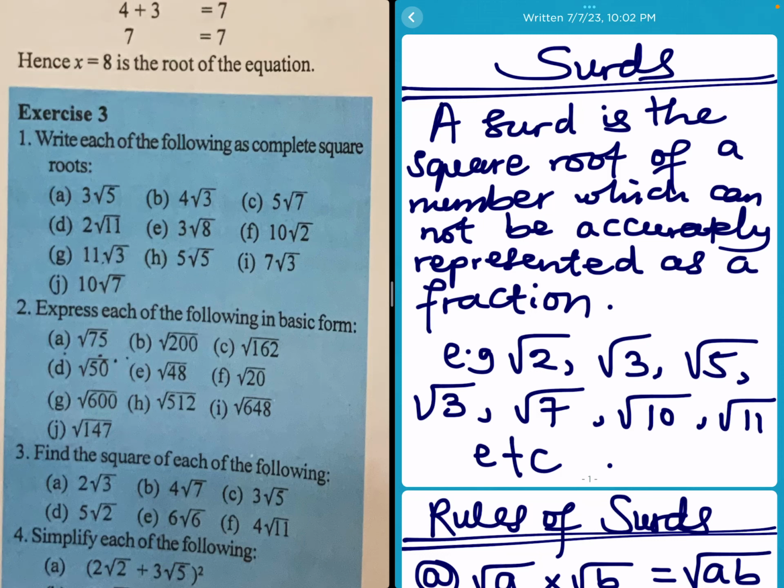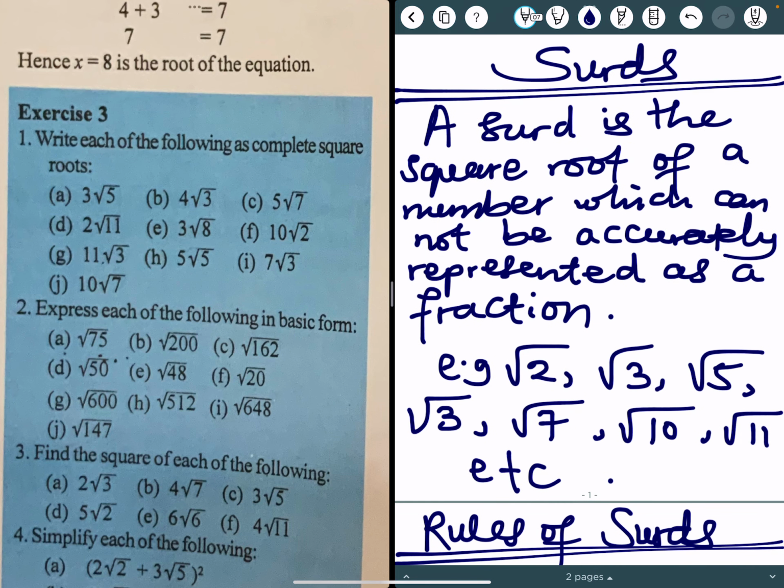A surd is the square root of a number which cannot be accurately represented as a fraction. These are some examples of surds: root 2, root 3, root 10, root 11. As we go on, you will see the reason we call these kinds of numbers surds.